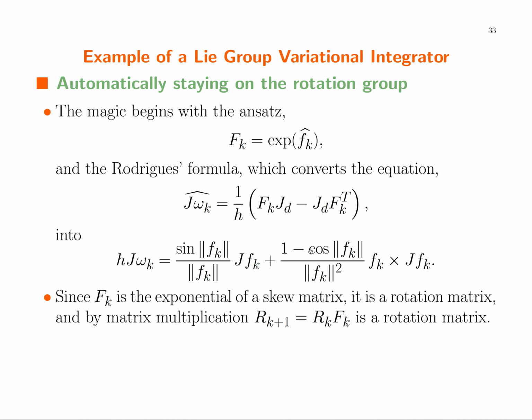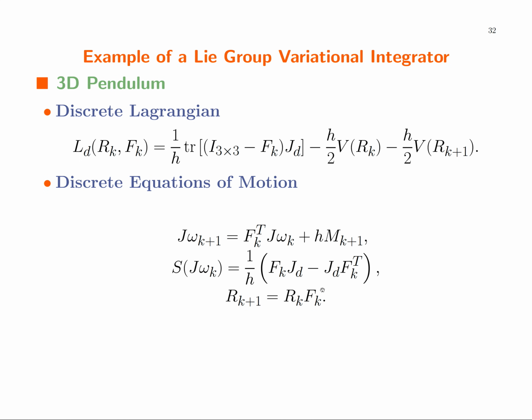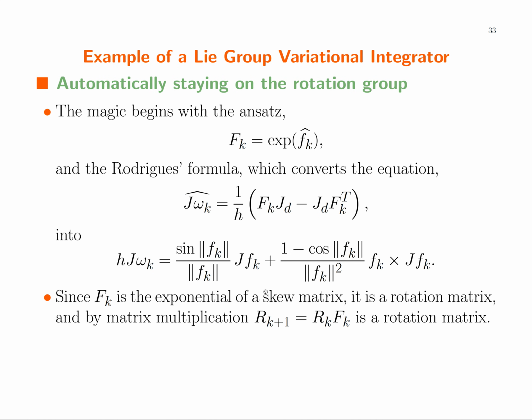Little fk is nothing more than a 3 vector. Since big Fk is the 3 vector mapped to a skew-symmetric matrix exponentiated, this thing is always going to be a rotation matrix. And so when you use it in this last equation here, it says that the rotation matrix at the new time is the rotation matrix at the old time times this near the identity rotation. This guarantees that the rotation matrix at the new time is indeed a rotation matrix.